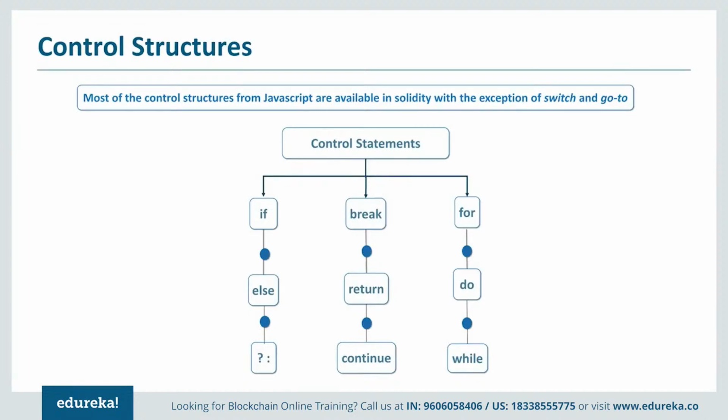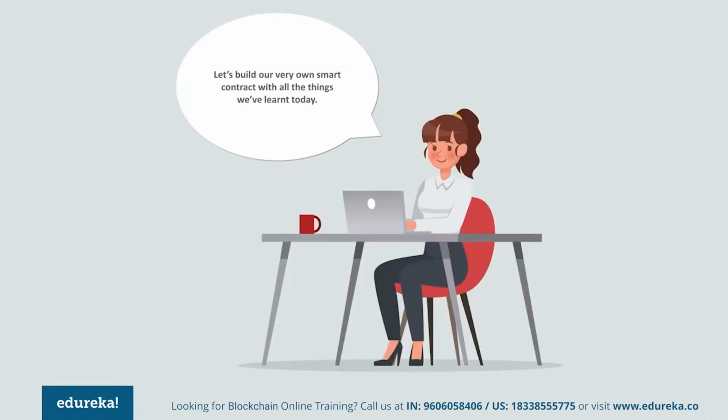So we have the if statement, the else statement, the ternary operator, then the break statement, the return statement and the continue statement. Also for looping, we have the for loop, the while loop and the do while loop. Now that we've learned all these concepts, it's time that we start building our very first smart contracts using what we learned today.